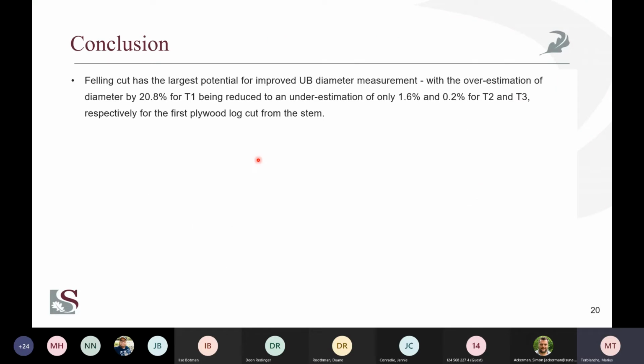So just to wrap all of this up, the felling cut has the largest potential for improved underbark diameter measurement, with the overestimation of 20.8% for treatment 1 being reduced to an underestimation of only 1.6% and 0.2% for treatment 2 and 3 respectively for that first plywood log. So that's basically for the felling cut.